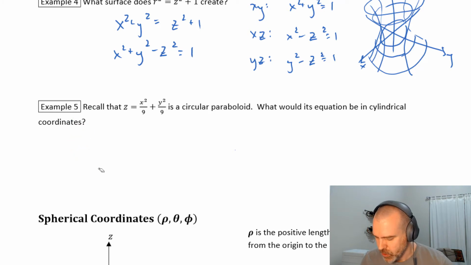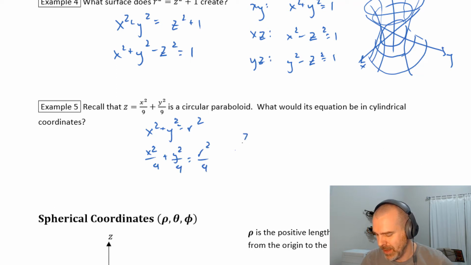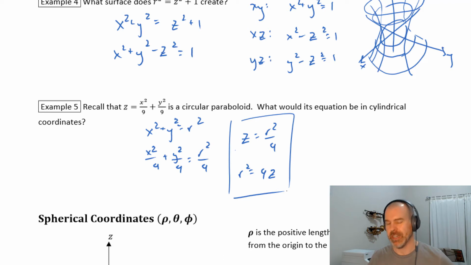All right. So what would its equation be in cylindrical coordinates? Well, we know x squared plus y squared is equal to r squared. So I guess we could divide both sides by 9. x squared over 9 plus y squared over 9 equals r squared over 9. So that means z is equal to r squared over 9, or r squared equals 9z. And that would be the equation in cylindrical coordinates. Okay, cylindrical, not too bad. It just has the z extension to polar.